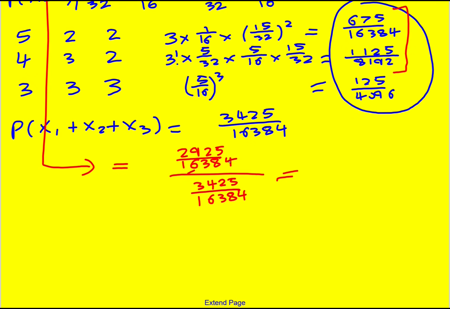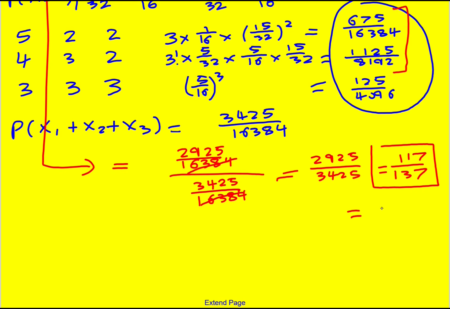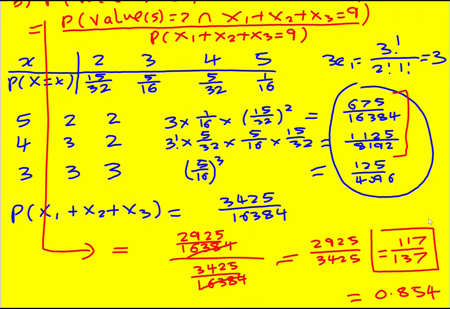Okay, and these have the same denominator, so you can actually just cancel them out and get 2925 over 3425, which ends up becoming 117 over 137. And that is our answer. That is the probability. Okay, if you want to write it to 3 significant figures, actually that's completely fine. It'd be about 85%.